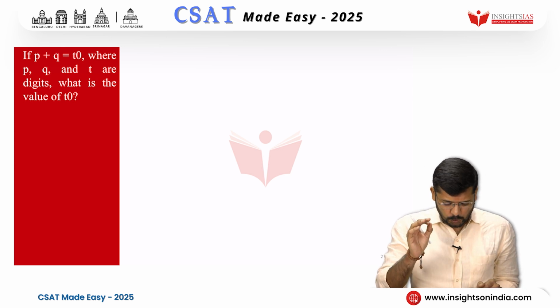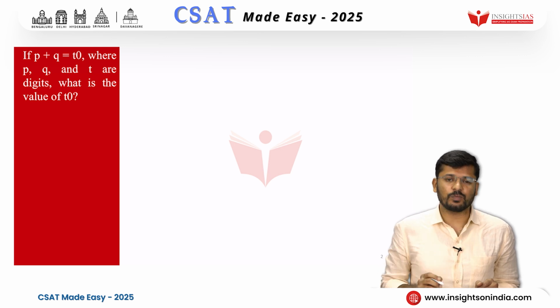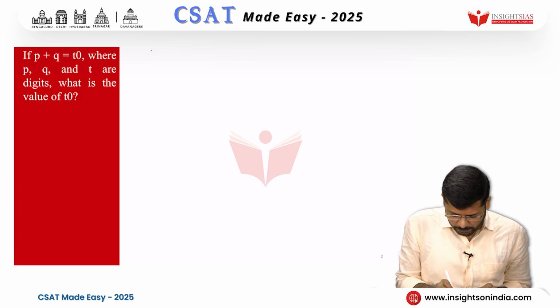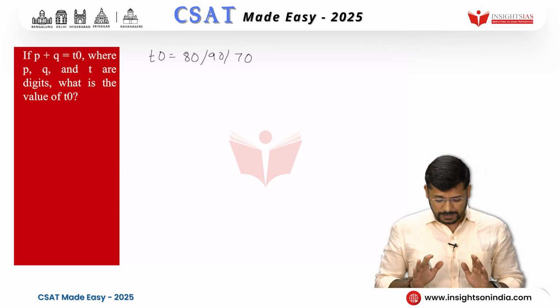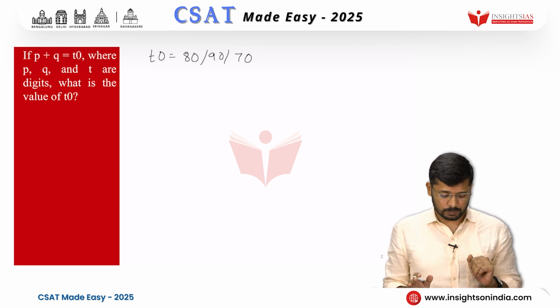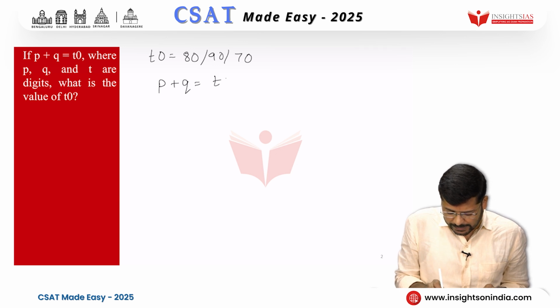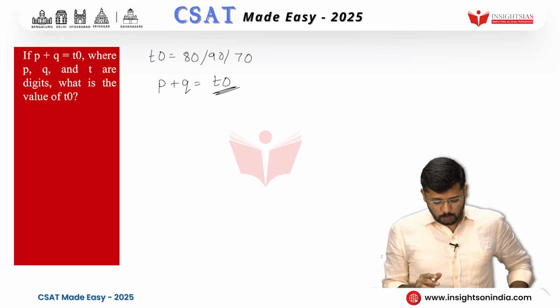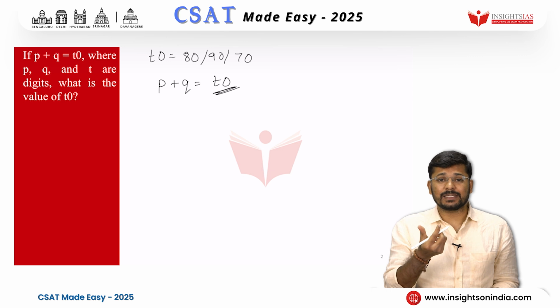If P plus Q is equal to T0, where P, Q and T are digits, what is the value of T0? Now, what is this T0? It is a two-digit number like 80 or 90 or 70, something like that. It is a two-digit number with the last digit at 0. Now, they are telling us that P plus Q is equal to T0. Now, what is the possible value of T0? How do we calculate this one? And further they have told us that P, Q and T are single digits.